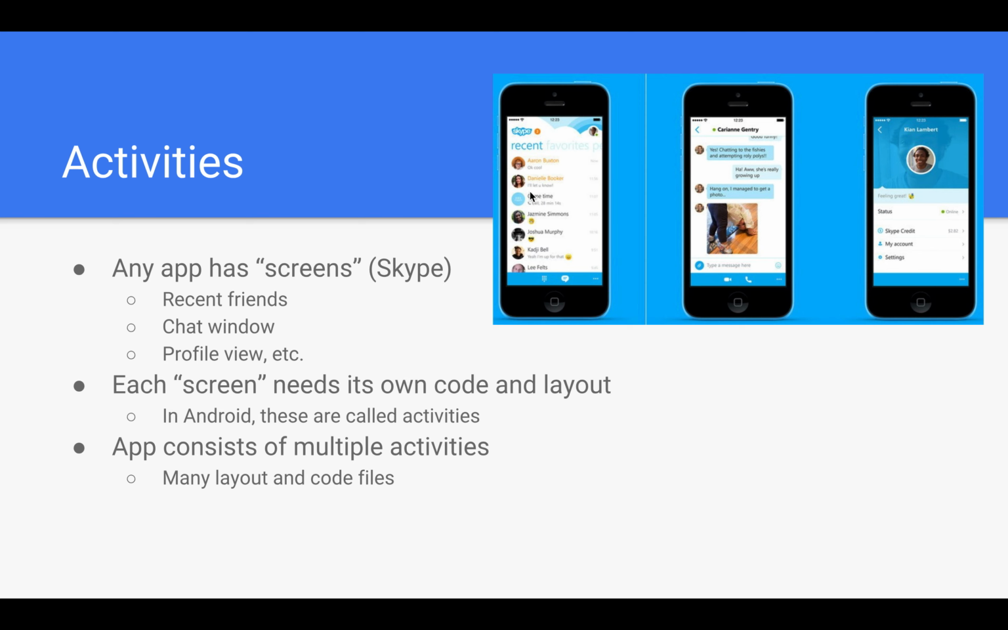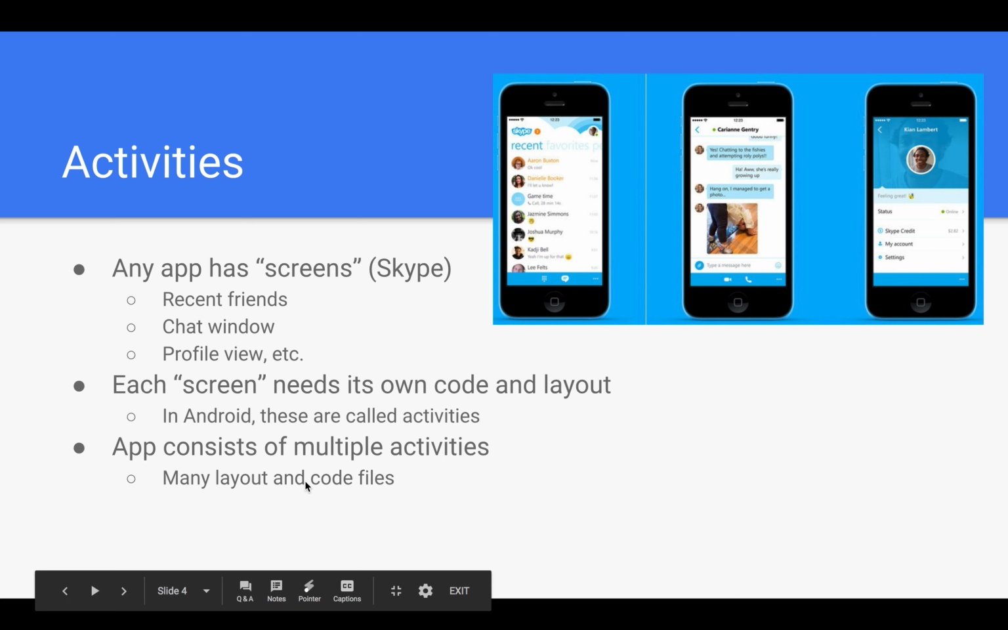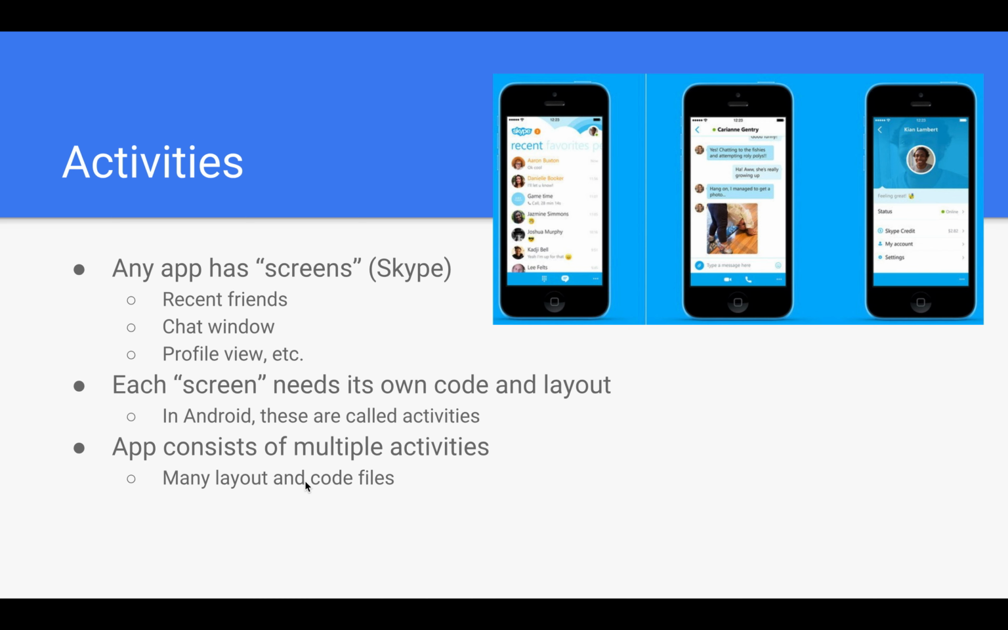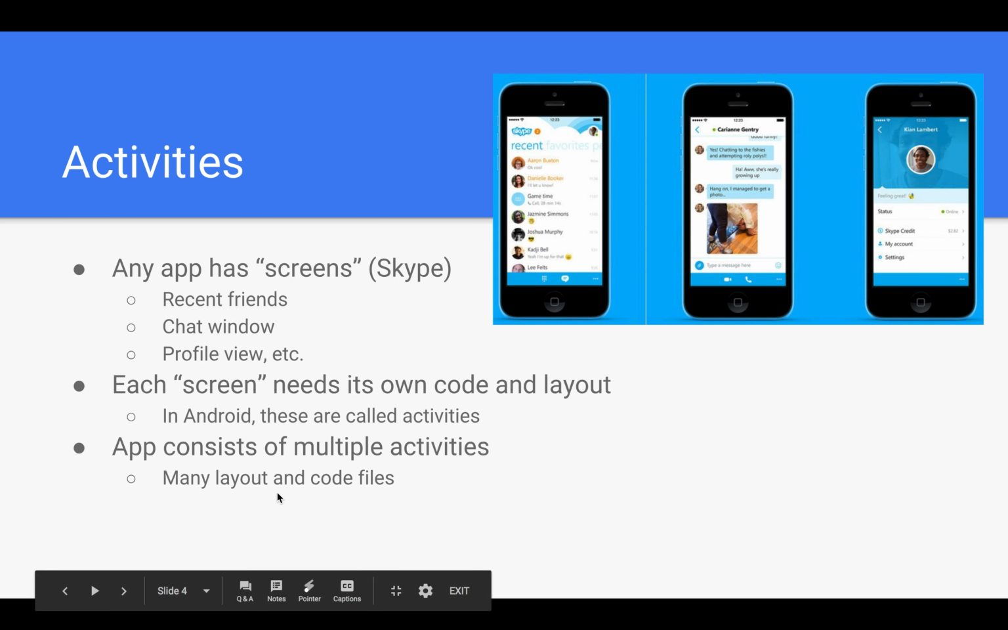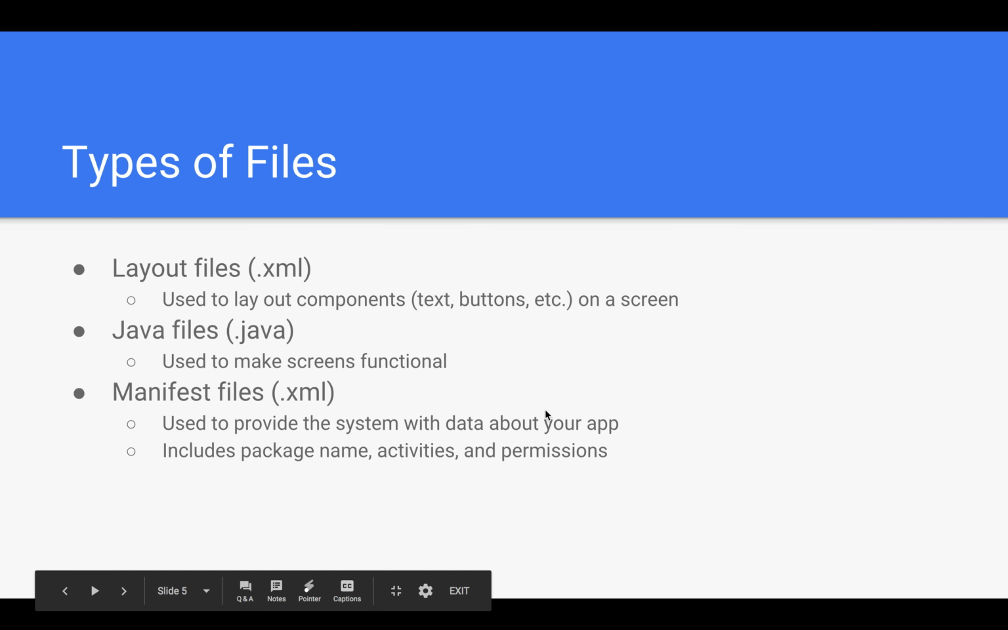Each activity will have its own code, so its own Java file, and its own layout, its own XML file. So these are called activities. And an app will consist of multiple activities strung together with many layout and code files in specific locations.